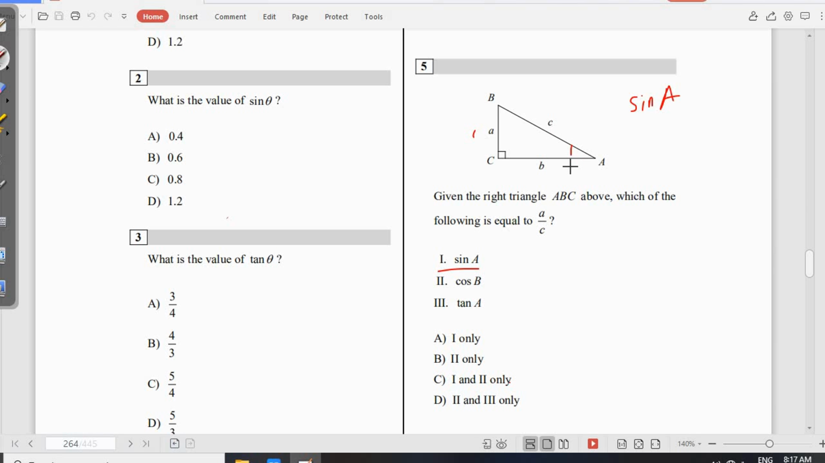So that's sine A. Now let's check whether any other will match A over C. Tan A, no, but what about cos B? Yes, cos B is adjacent over hypotenuse, A over C. So we have I only. But tan A is not. Tan A is opposite over adjacent, which is this and this B. So let's move to number 6.